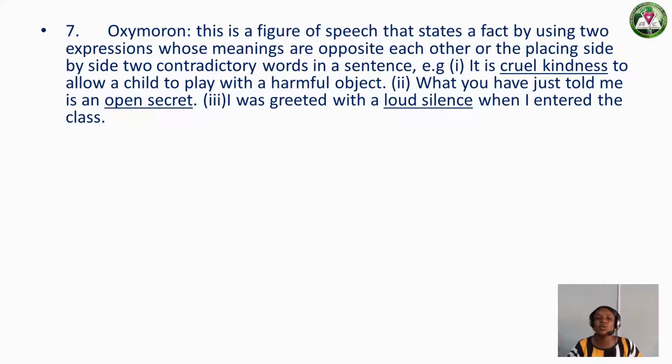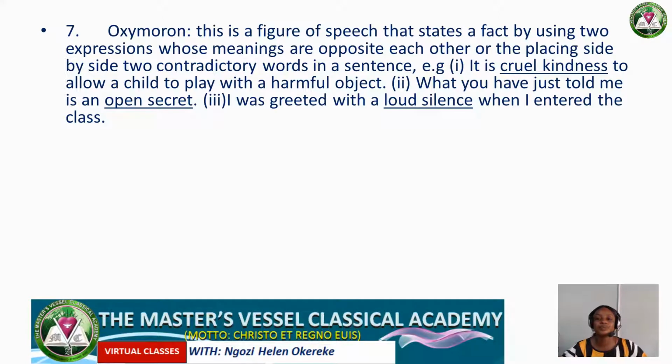Some of them will be violent. They wouldn't want you to collect that thing from them. But being an adult who knows that the object is harmful, it is necessary that the adult should remove that object from the child so that the child does not harm him or herself with that. So that is where the cruel and kindness are coming from.